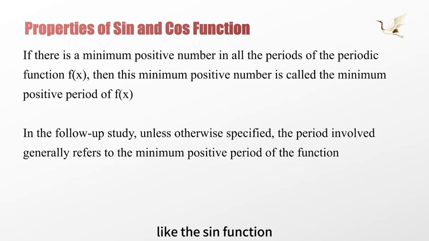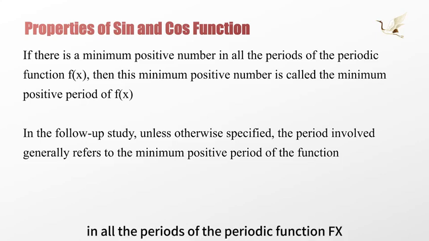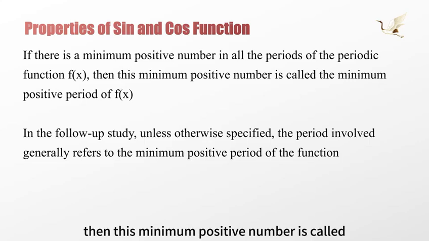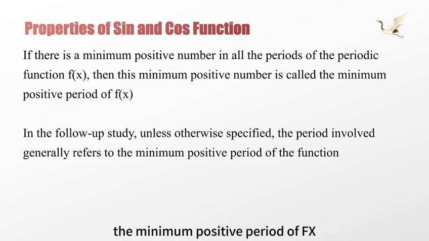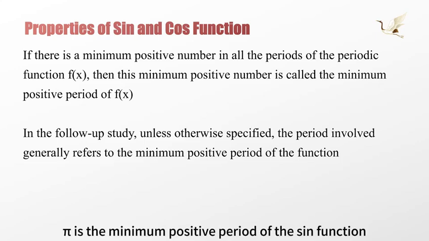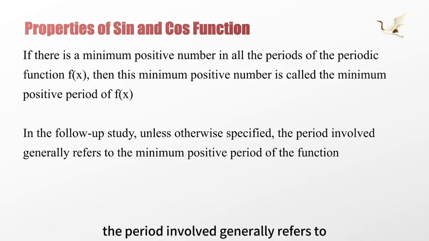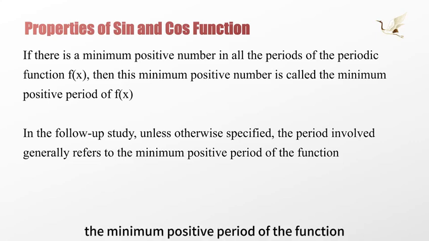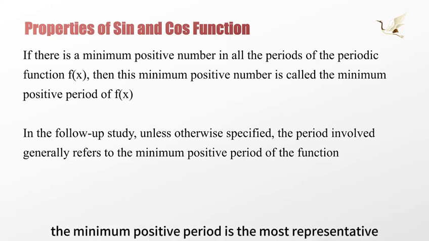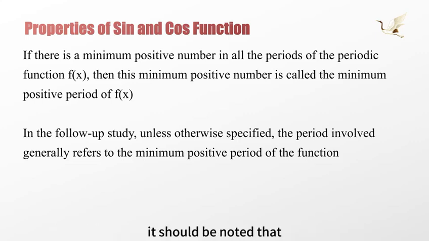Like the sine function, if there is a minimum positive number among all the periods of the periodic function f(x), then this minimum positive number is called the minimum positive period of f(x). That is, 2π is the minimum positive period of the sine function. In the follow-up study, unless otherwise specified, the period generally refers to the minimum positive period of the function, because it is the most representative one. However, it should be noted that not all periodic functions have a minimum positive period.